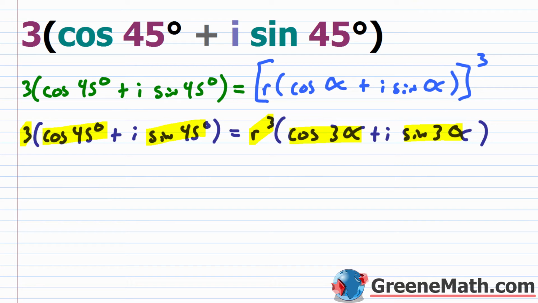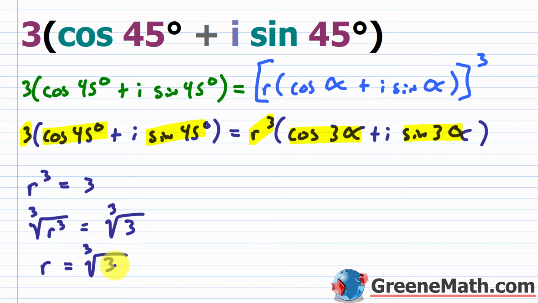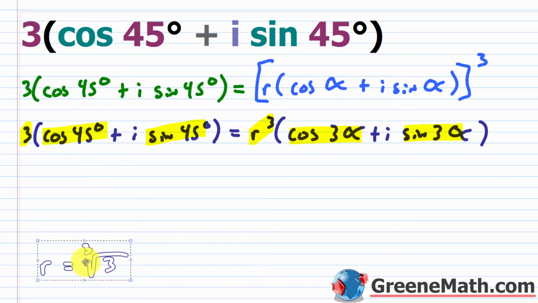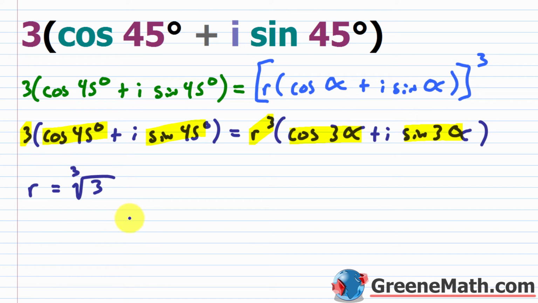So in other words, R cubed would have to be equal to 3, which tells me if I take the cube root of each side, that R is going to be equal to the cube root of 3. And we'll see this in our little formula in a moment. For right now, this is what we have. So let me bring this up here so that's out of the way. And then the next piece would be that the cosine of 45 degrees is equal to the cosine of 3 times alpha.